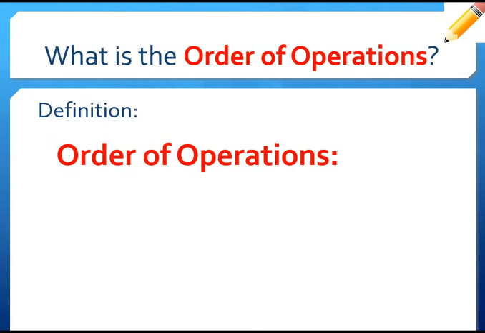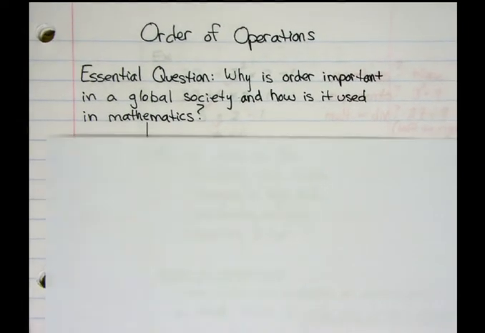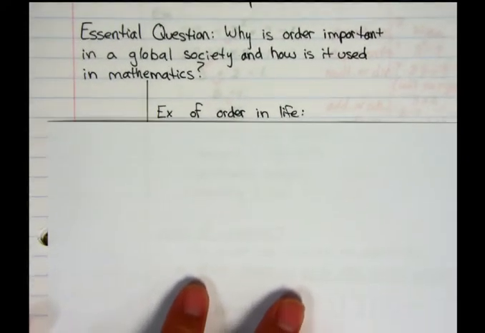Okay, and here's a definition of order of operations. You can write this definition, you can look up your own, you can put it in your own words, but basically it's a way that we evaluate math so that we get one correct answer. In your journal, I'd like you to go ahead and add to that: what are some examples of order in life, maybe outside of mathematics?